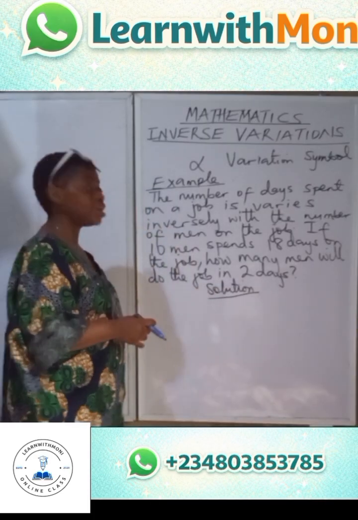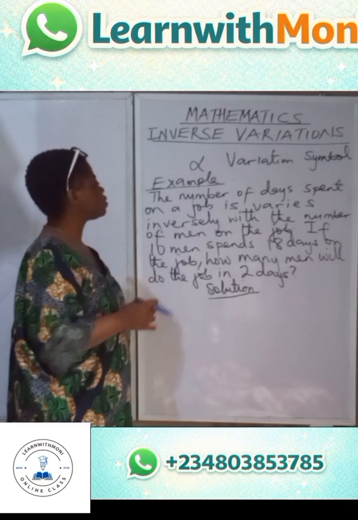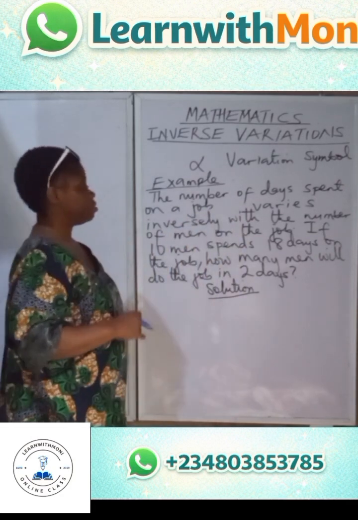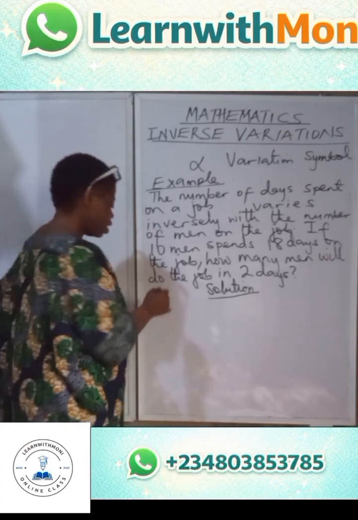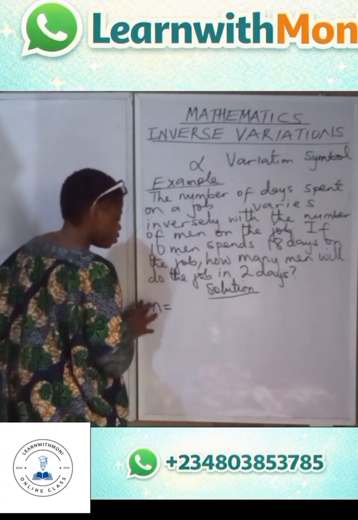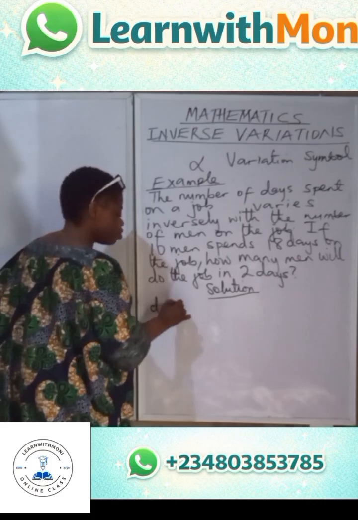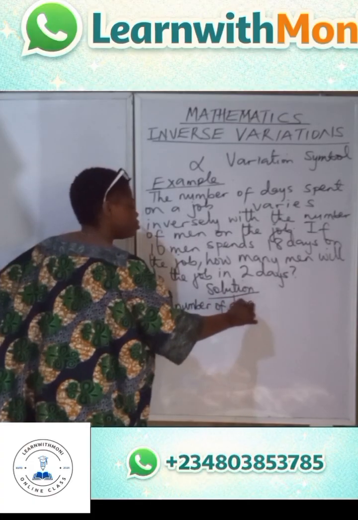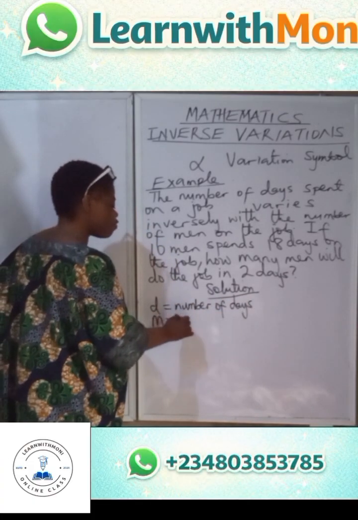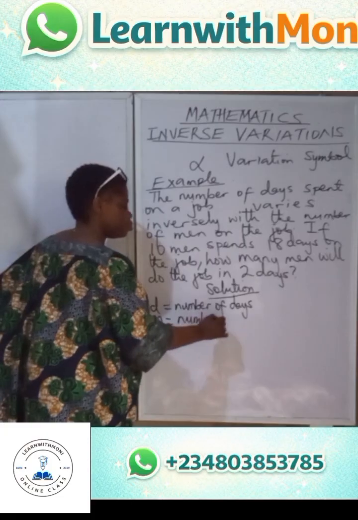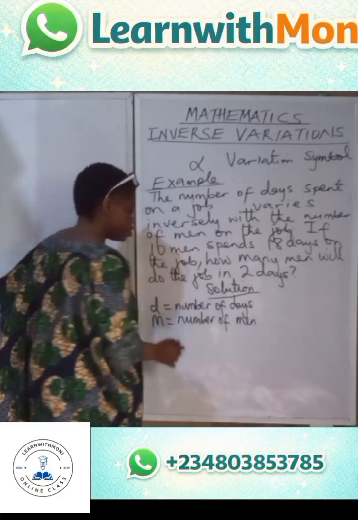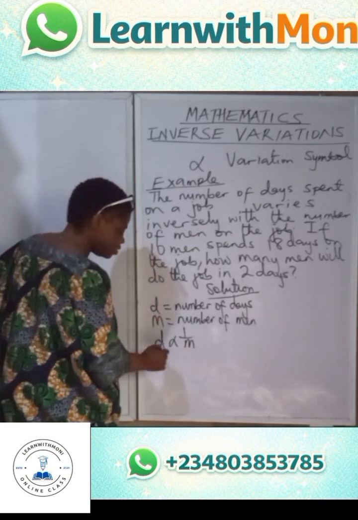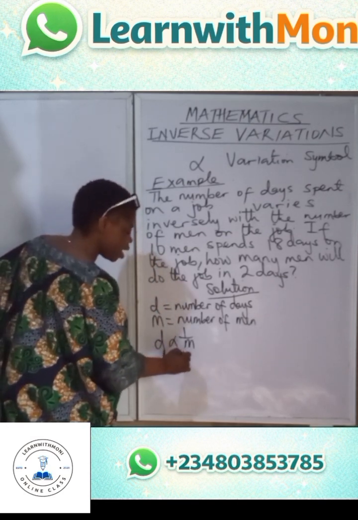This is another practical example. The number of days spent on a job varies inversely as the number of men on the job. Let's use D for the number of days. Let the number of days be D, and let M be the number of men on the job. We have been told that D varies inversely as M. This means that D equals K over M.